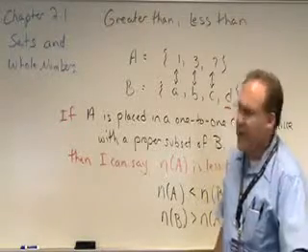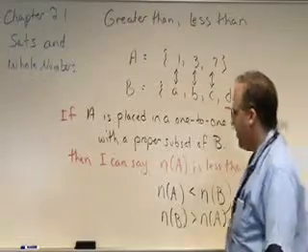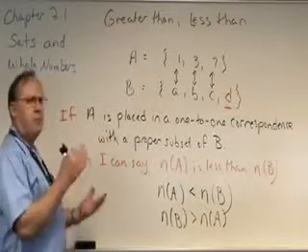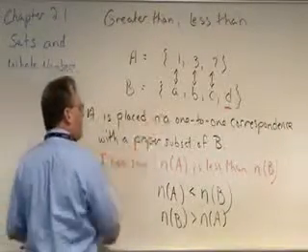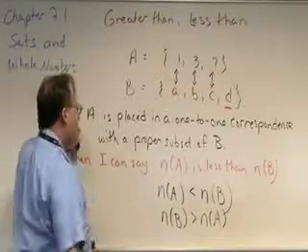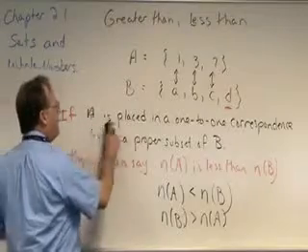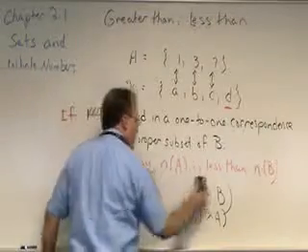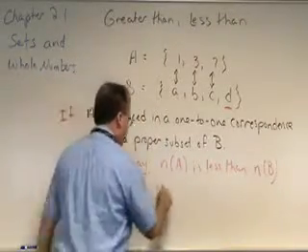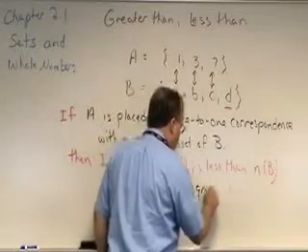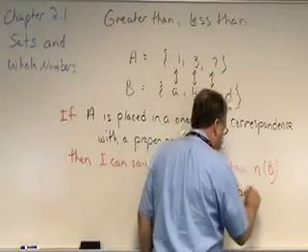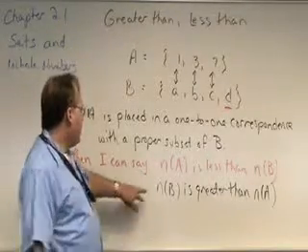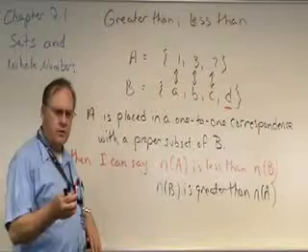Okay, now, basically, greater than and less than are just simply rearrangements of the same kind of expression. You can see that if A is placed in a one-to-one correspondence with a proper subset of B, then I could say that the number in B is greater than the number in A. Okay. So basically, they're equivalent definitions.